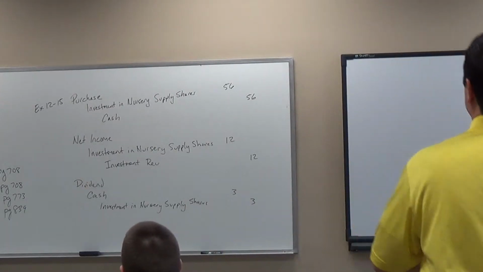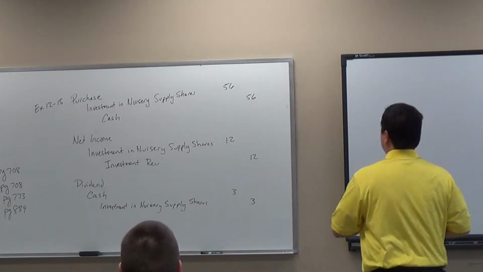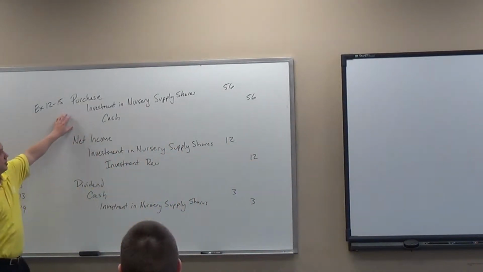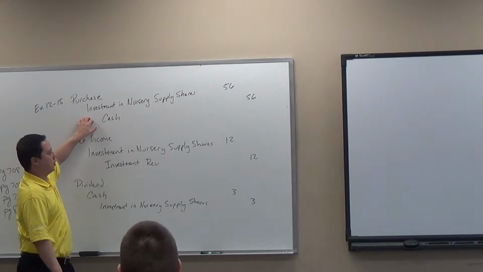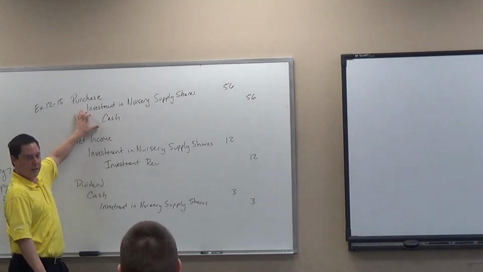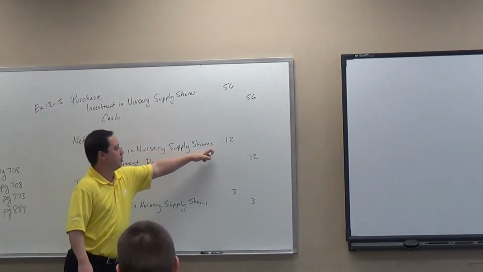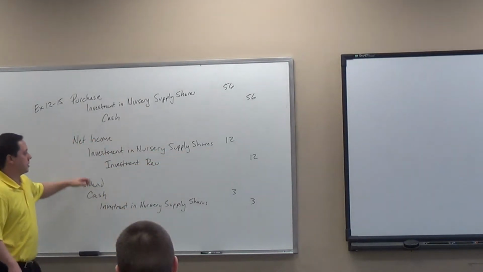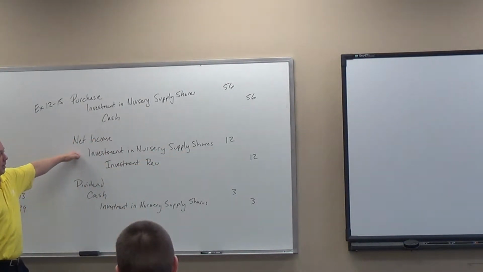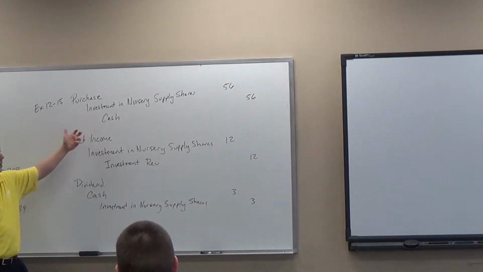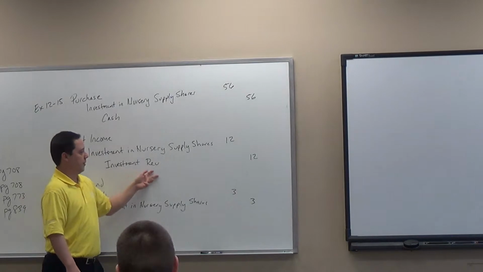All right, so going through this here, this is EX 12-15. So you have your investment in the nursery supply shares, 56 million cash, 56 million, pretty simple. That's easy. Then here we're taking in that income, like we talked about just a little bit earlier. We have the 12 million as a part of that because we take 30% of their net income. We take that into our company, increases our investment in that, and then we also take that as investment revenue.